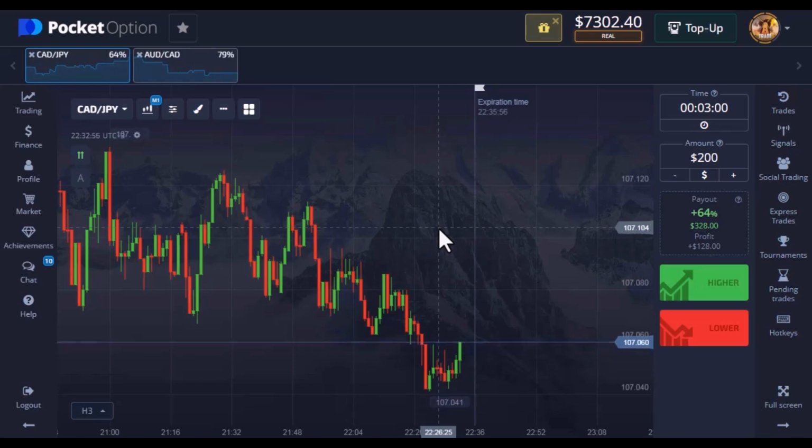And now guys, looking at our screen, our second currency pair also gave us some profit.